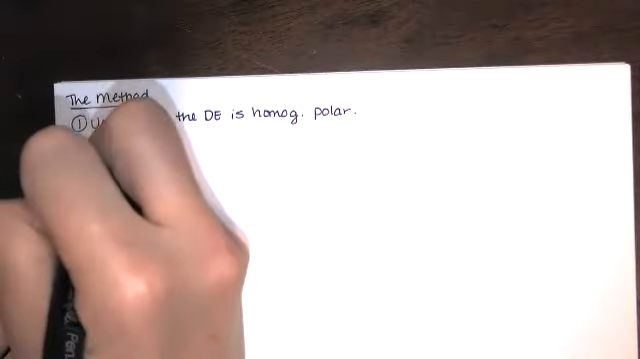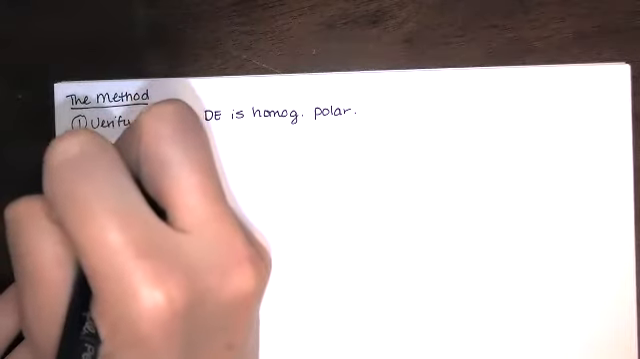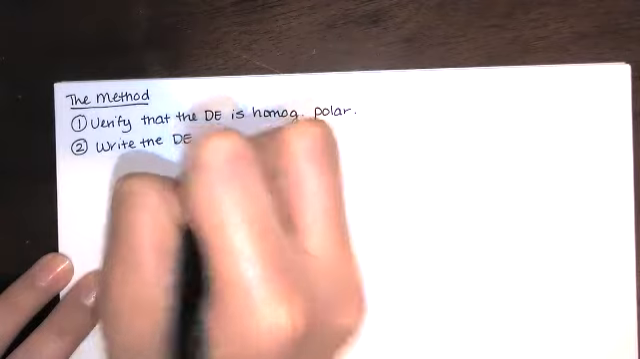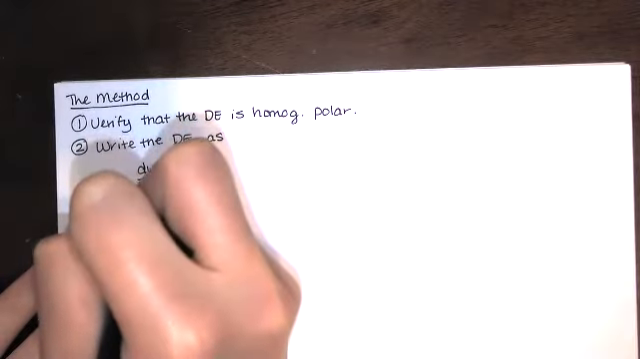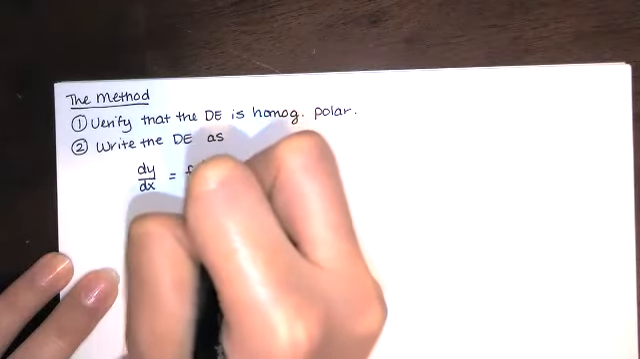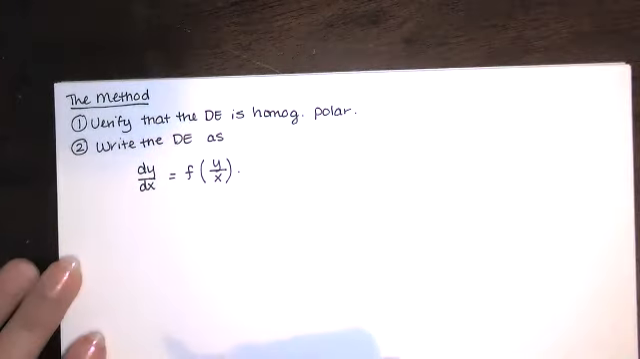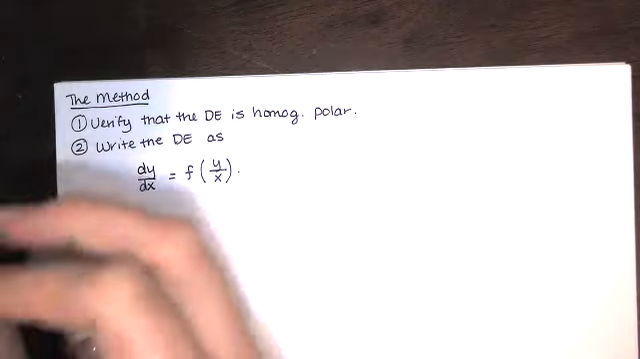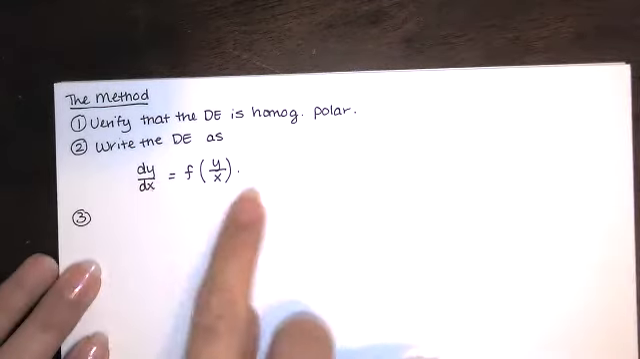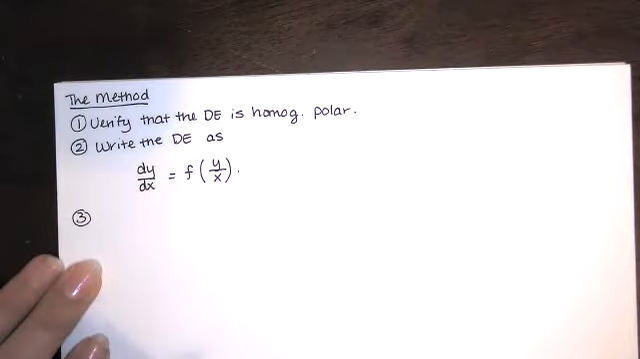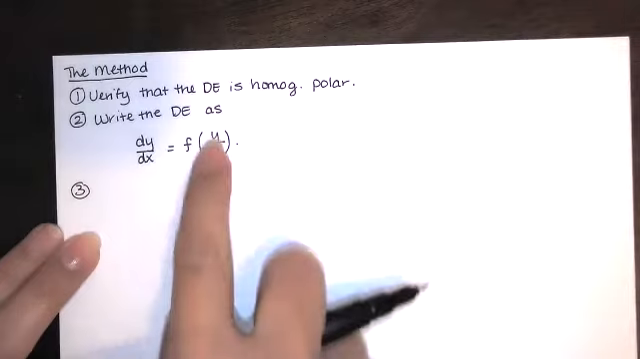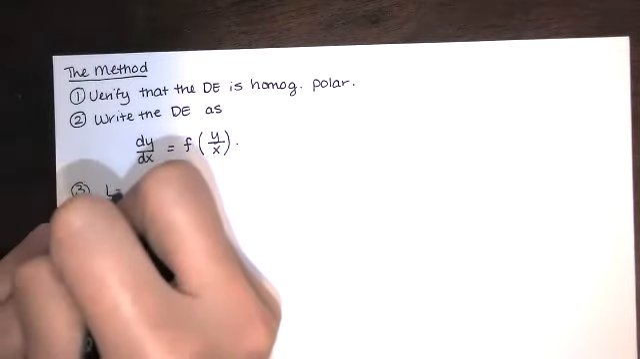And then if it is, then you want to write the differential equation in this form. So you're going to have the derivative on one side, and you want to write that as a function of y over x. So we're going to do some algebra. We're going to get to this point. Then the claim is that this differential equation is separable in terms of x and v, where v is y over x.